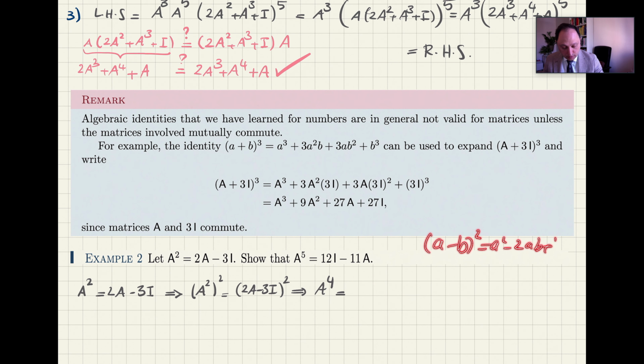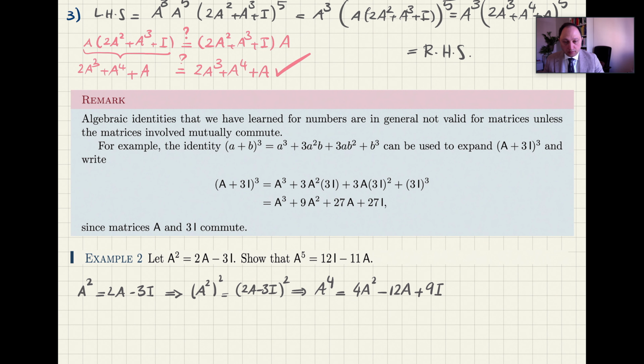Yes, because A and I commute. Because 2a and 3I commute. Exactly. So I am on the safe side if I want to use the formula. So it becomes the first one to the 2, minus 2 times the first one times the second one, plus the second one to the 2. But I squared is just I, yes?